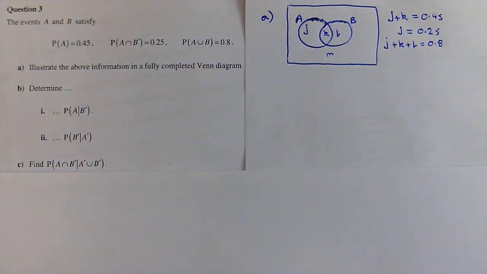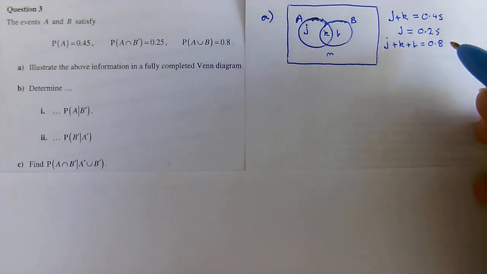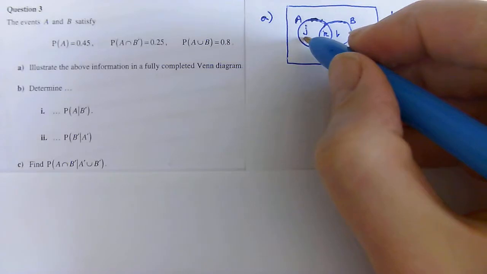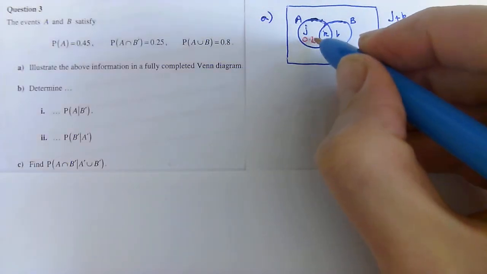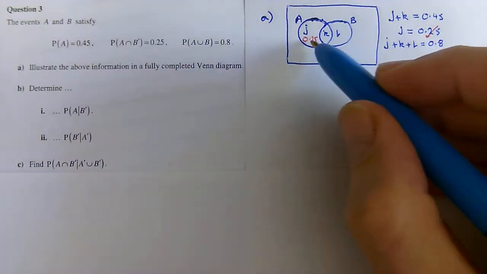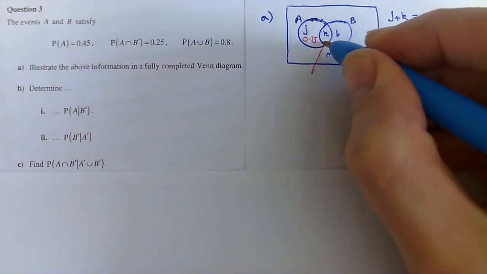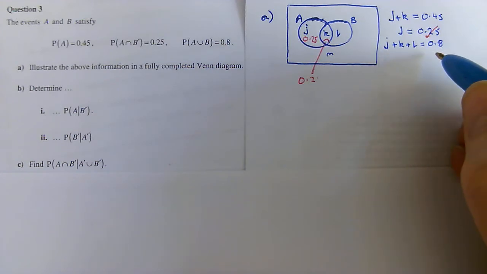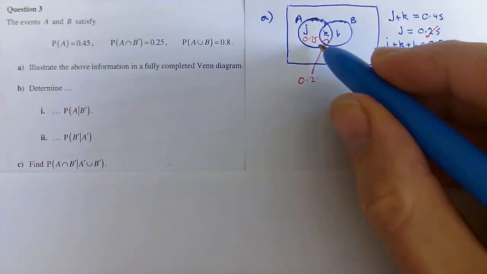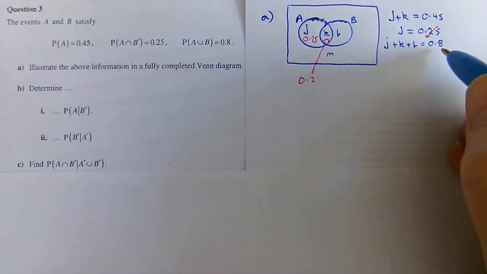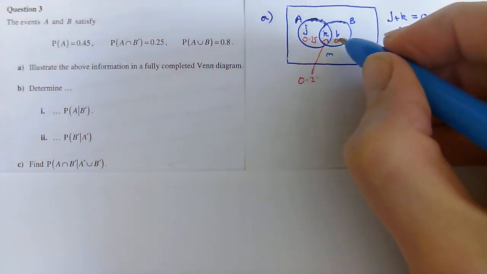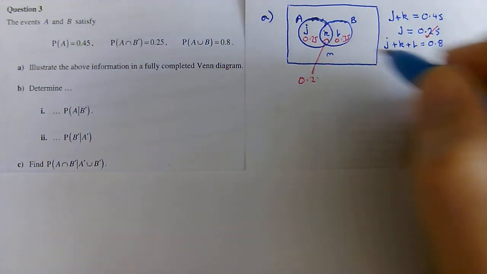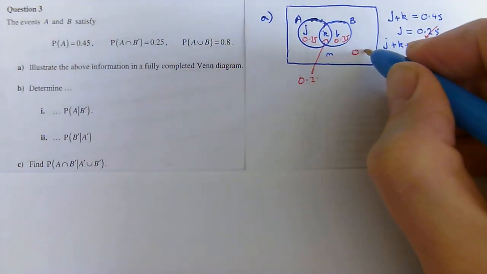So I'm going to start by using this value here. I've got J equals 0.25, so let's just tick that off. So I can put my 0.25 here. J plus K equals 0.45, so this must be 0.2. And J plus K plus L, well, I've got 0.45 between those two, plus L equals 0.8, so this must be 0.35. If these regions add up to 0.8, it means that the outside region must be 0.2.